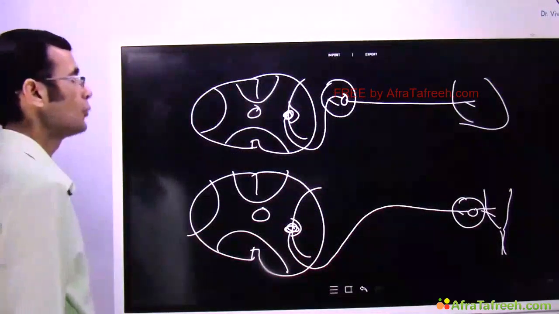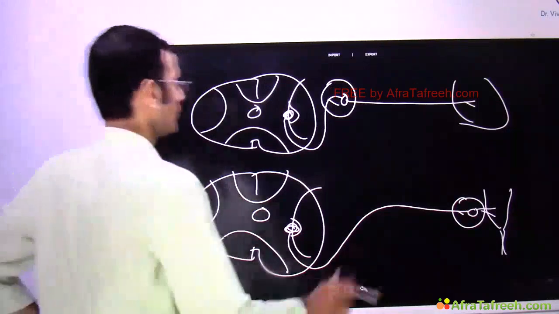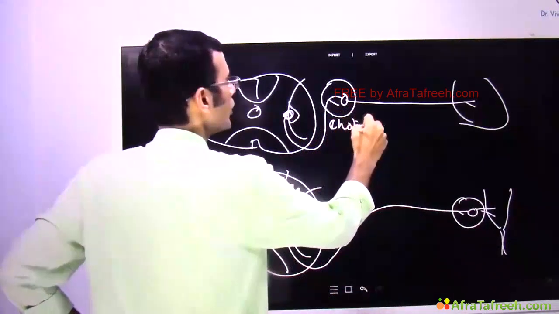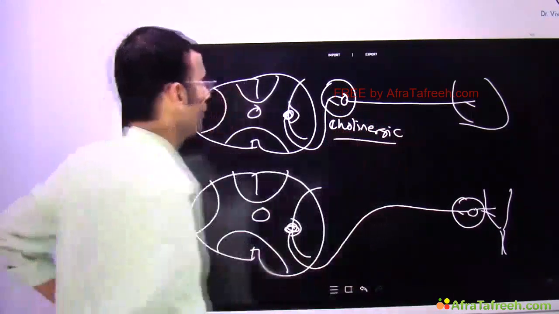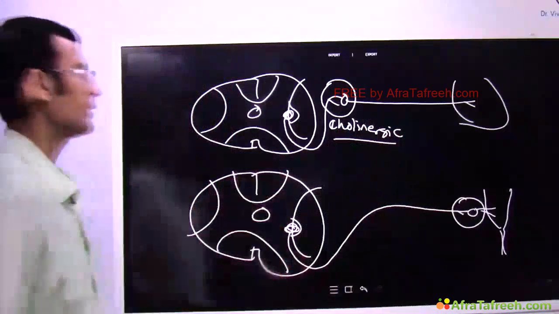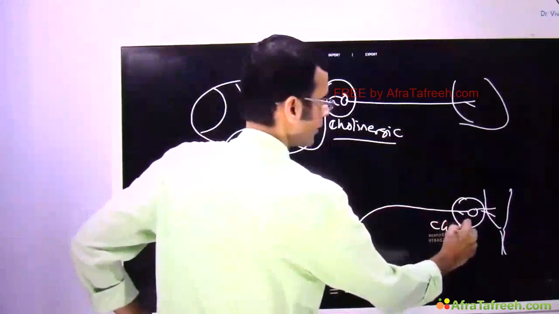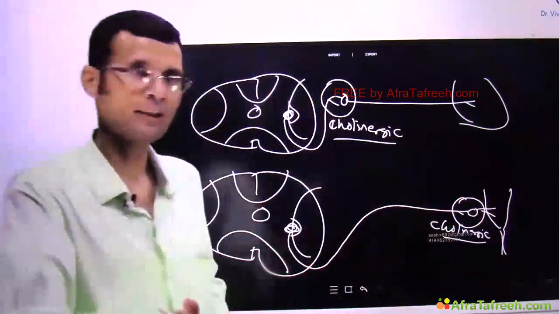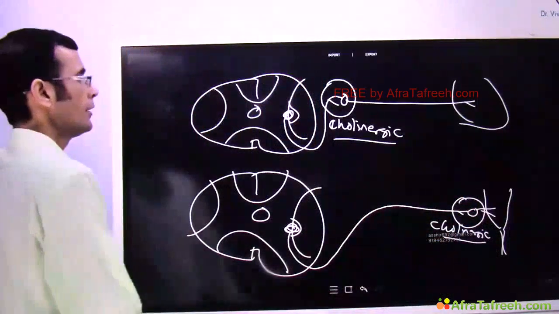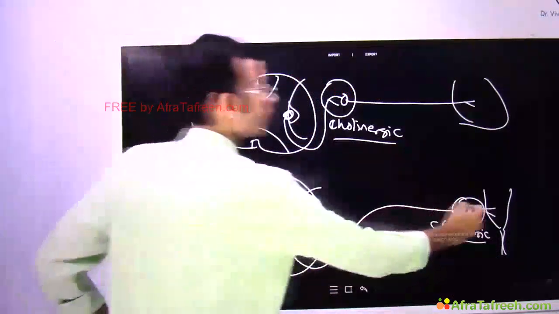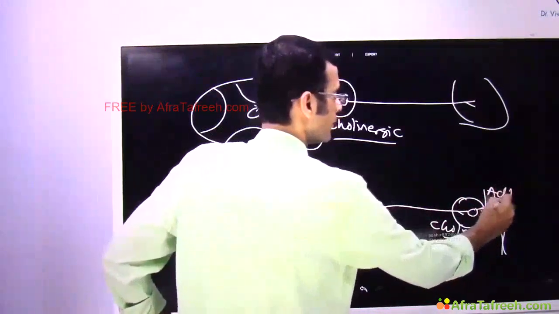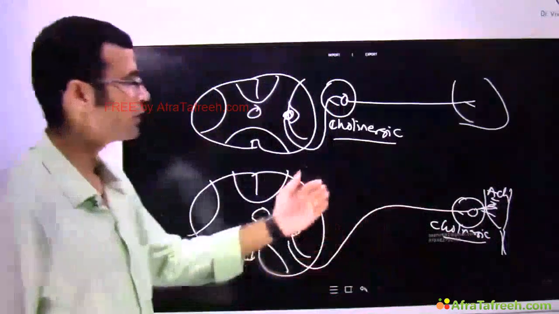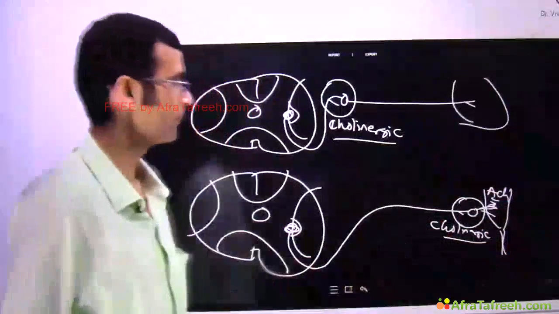Now let us see the neurotransmitters involved. First of all, the preganglionic nerves are cholinergic, whether sympathetic or parasympathetic. Preganglionic nerves are cholinergic. So ganglionic transmission is by acetylcholine. The parasympathetic postganglionic nerve is also cholinergic. So the final neurotransmitter released on the organ is acetylcholine.